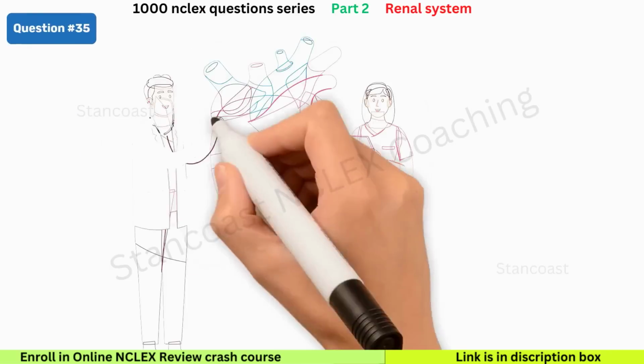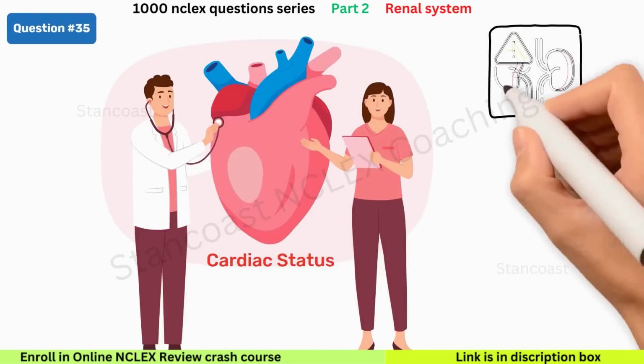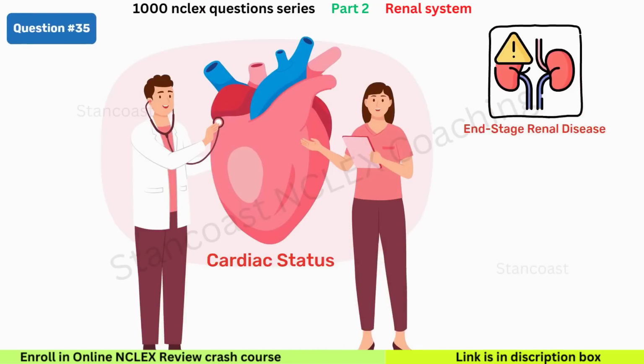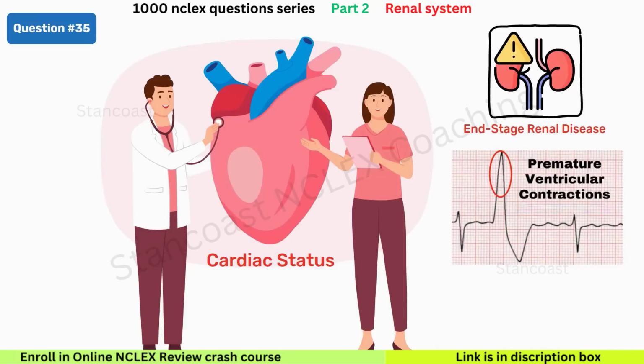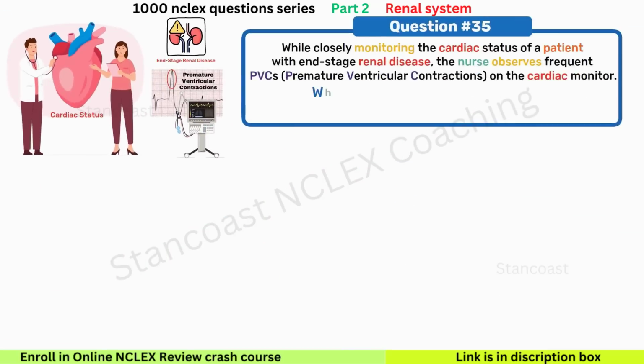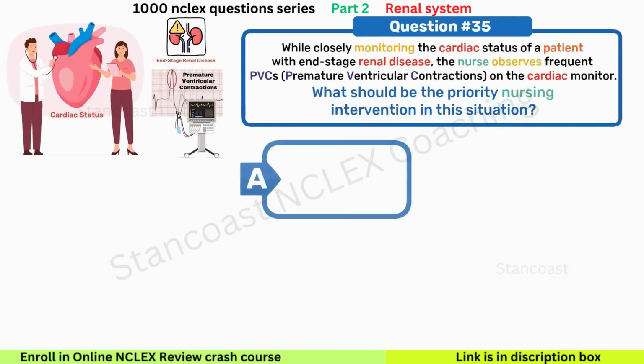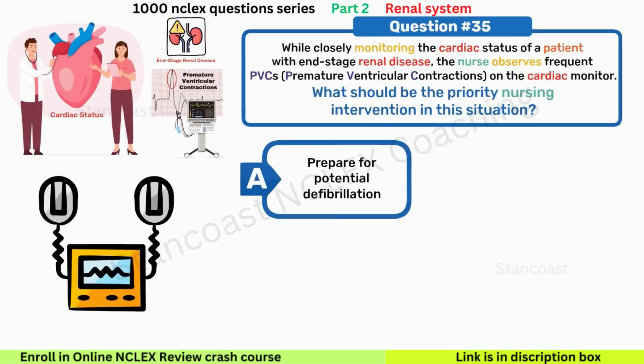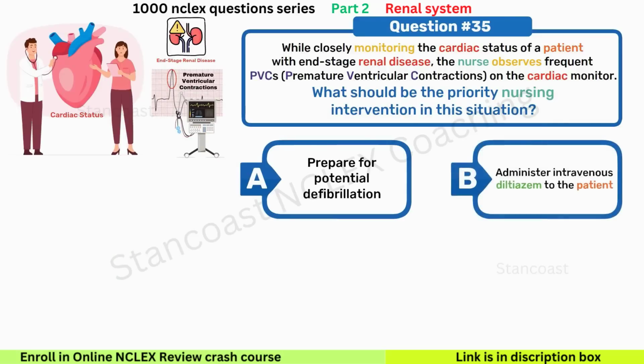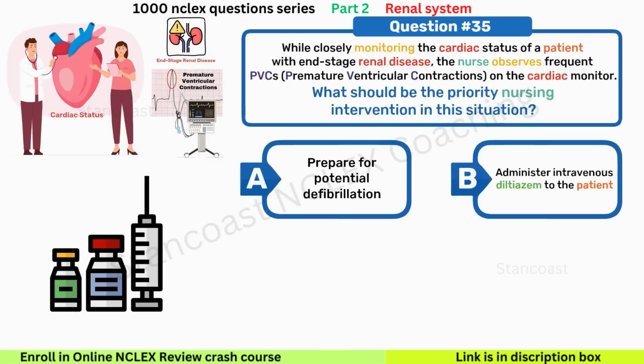While closely monitoring the cardiac status of a patient with end-stage renal disease, the nurse observes frequent PVCs, premature ventricular contractions, on the cardiac monitor. What should be the priority nursing intervention in this situation? A. Prepare for potential defibrillation. B. Administer intravenous diltiazem to the patient.